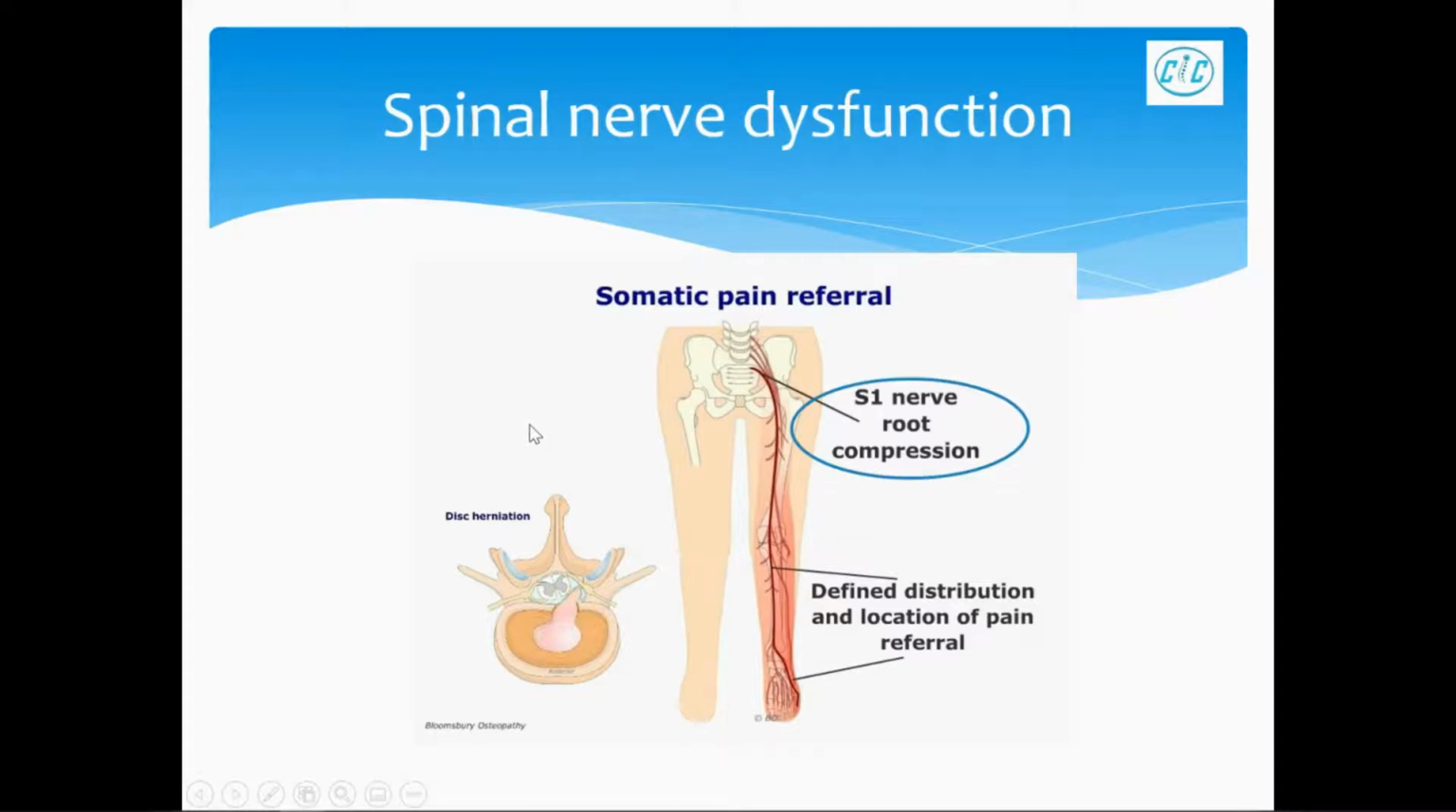S1 nerve, spinal nerve, is affected by a disc protrusion that is happening between the L5 and S1 vertebrae, which is the lower part of the spine.